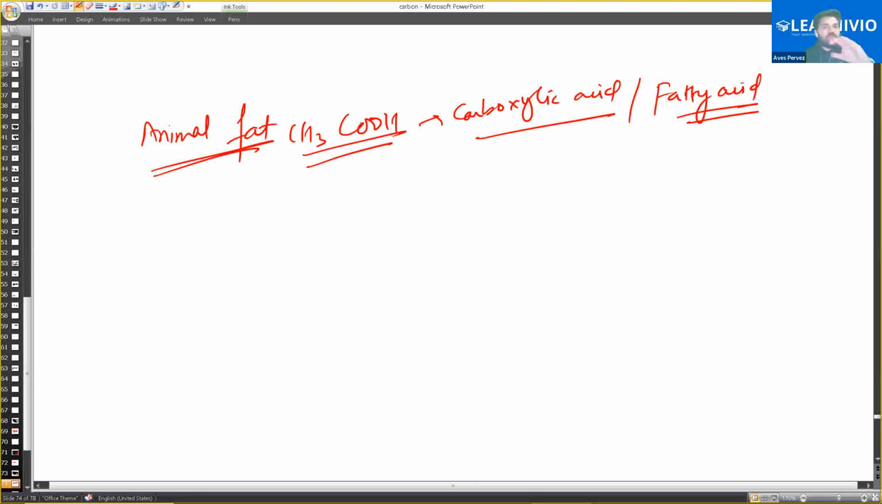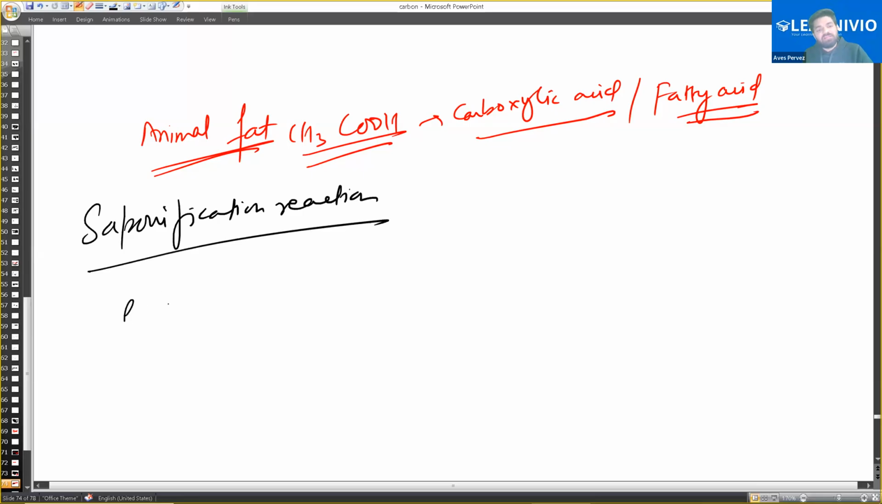So when we are preparing soap, the fatty acids or carboxylic acids come from animal fat, and we make it from an ester. That's a very popular and very important reaction, which we call the saponification reaction. In saponification, an ester reacts with NaOH and gives you soap plus the respective alcohol.